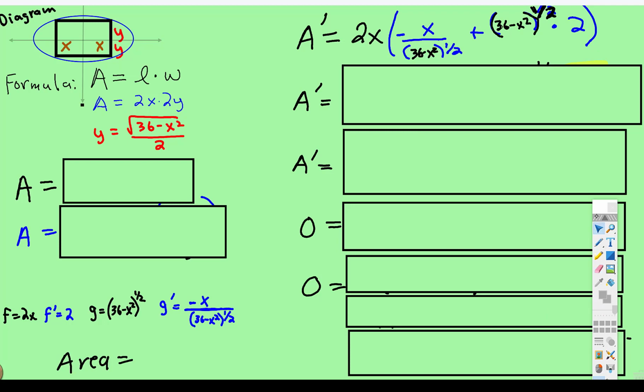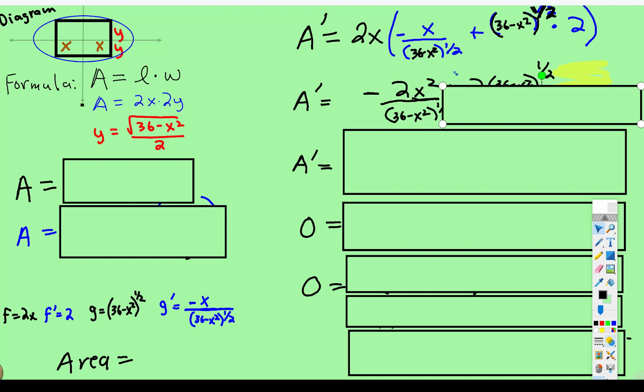All right, so now we're going to simplify that. 2x times negative x is negative 2x squared. So that's this fraction. And this, the only thing that changes is the 2 comes around in front. But now we've got this fraction over here with the denominator.